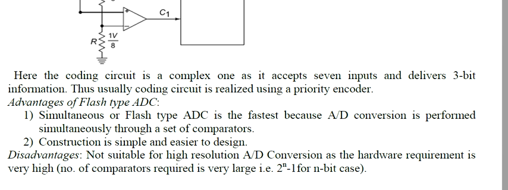The main disadvantage is that it is not suitable for high resolution analog to digital conversion as the hardware requirement is very high. The number of comparators required is very large, that is 2 raised to n minus 1 for an n-bit case. Suppose there are 4 bits, then we require 2 raised to 4 minus 1, that is 15 comparators. So the number of comparators required is very large. That is the main disadvantage of flash type ADC. Okay, thank you.